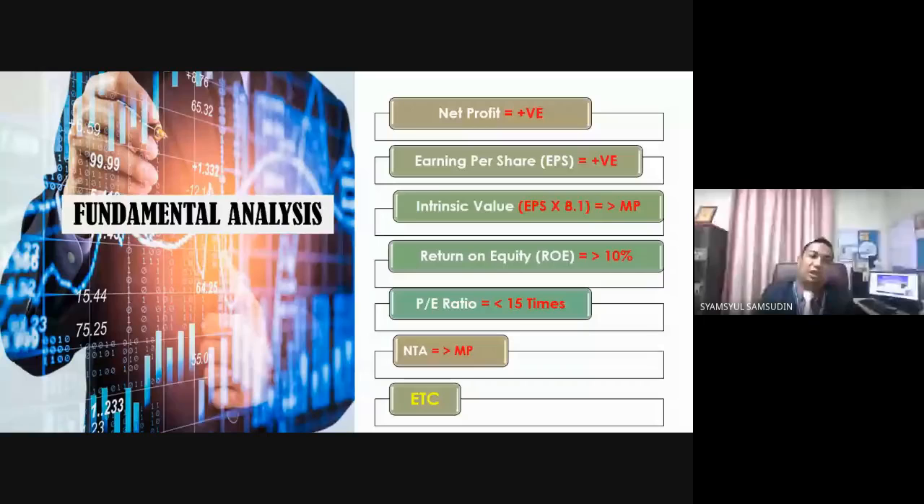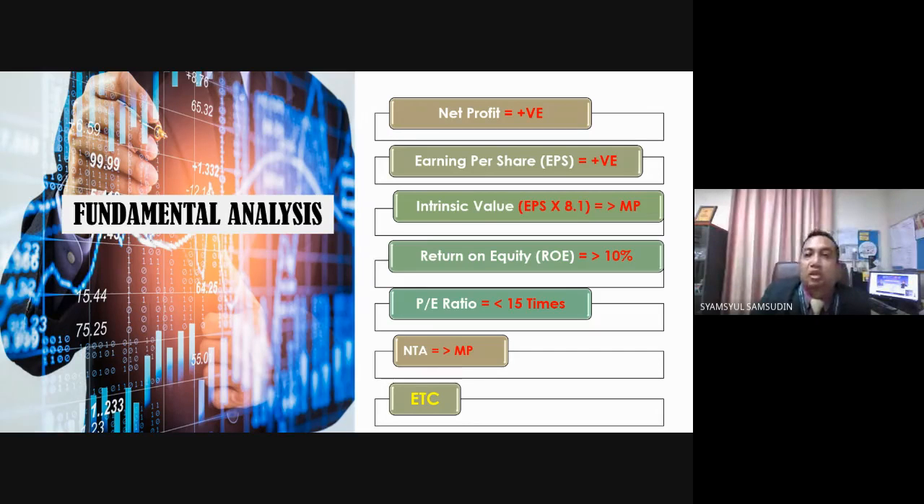I know the students of finance, investment, banking, and so forth know all the criteria, all the elements of fundamental analysis. But this is just a few examples you can look at before you invest in the stock market. So you look at the elements of fundamental analysis.